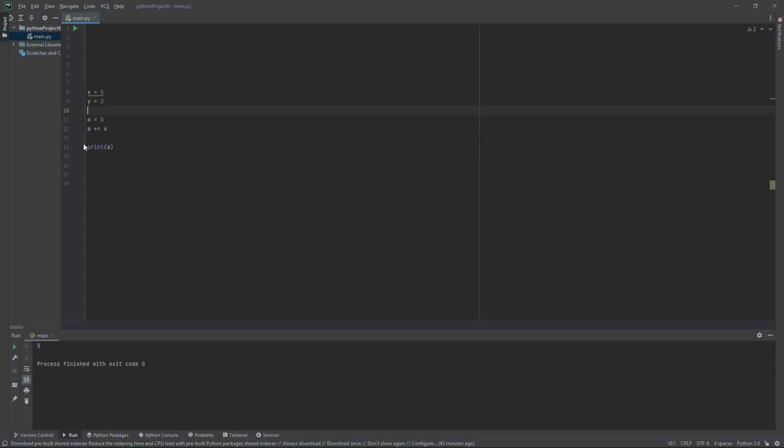5. Right? We also have minus equals, or subtract equals. What's that going to do? So 0 minus 5. What's that going to give you? Negative 5. Simple as that.